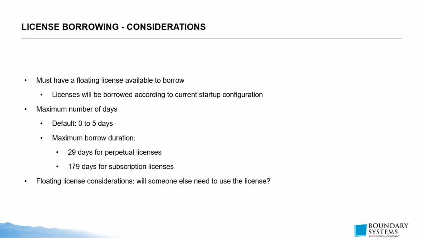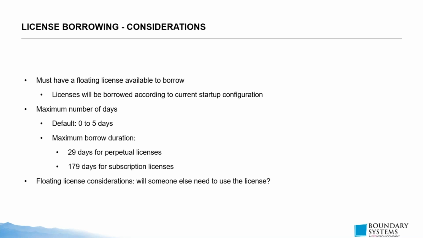Next thing to consider, there is a maximum number of days. By default, it is 0 to 5 days. Just something to note, that 0 option would just do same day, and it would expire midnight of the same night. This maximum duration is actually able to be extended though. I'll show you exactly how to do that. You just have to change one setting, but through that you can achieve a new maximum duration of either 29 days for perpetual licenses or 179 days, so almost 6 months, for subscription licenses.